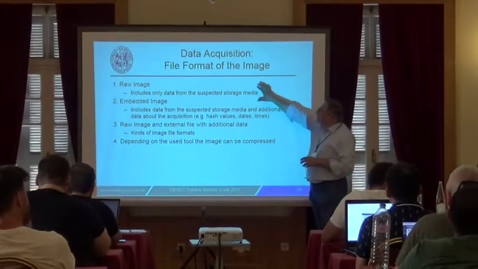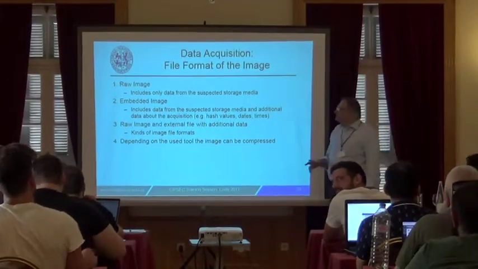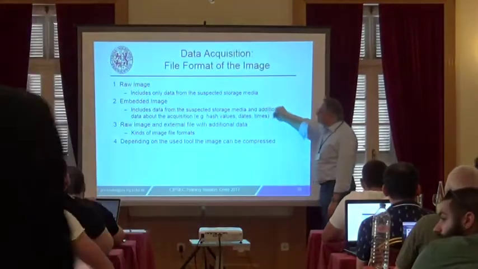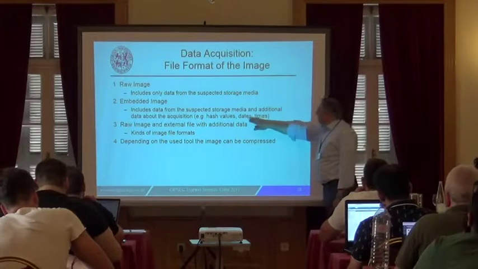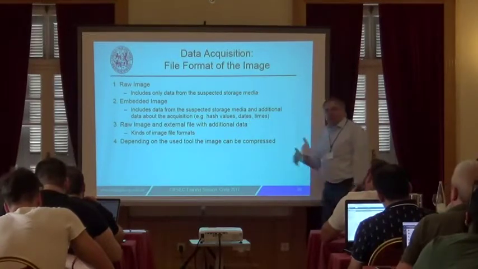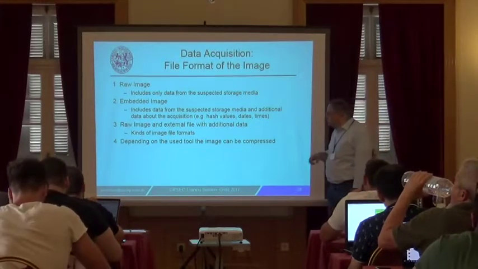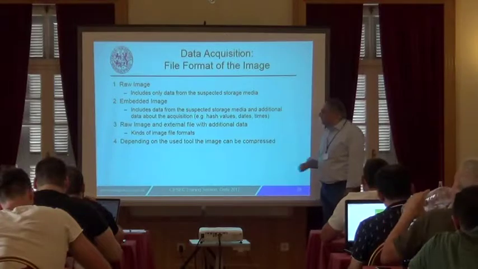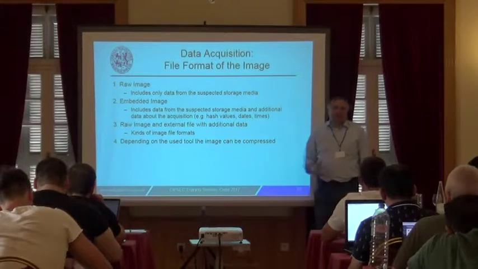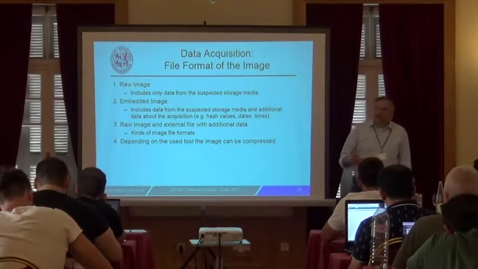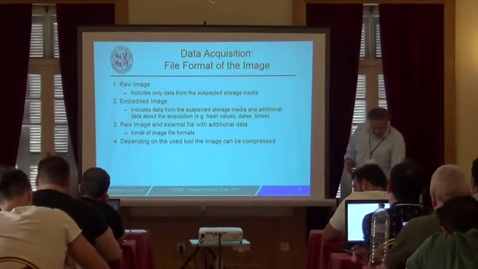So our copy can be the raw image, just the bitwise copy of this aspect of this drive. It can be an embedded image which contains this raw image plus additional stuff such as hash values, dates, times, additional information that we are collecting. And depending on the tool that we use, this image can be compressed, because if we are a basic forensics lab and we start getting terabytes of disks, soon enough we'll run out of space.